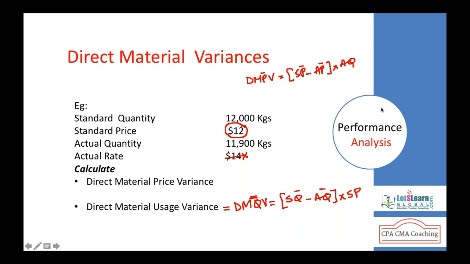Okay. Now, what is the quantity allowed here? The quantity allowed was 12,000 kgs, but actually used is 11,900, times the standard rate of $12. The production manager with his keen observance used less material than the allowed material. So he saved 100 kgs of material, and on each kg there is a saving of $12. So $1,200 is a favorable variance. 100 kgs of material times 12 is $1,200. $1,200 improves our profit. Therefore, it's a favorable variance.